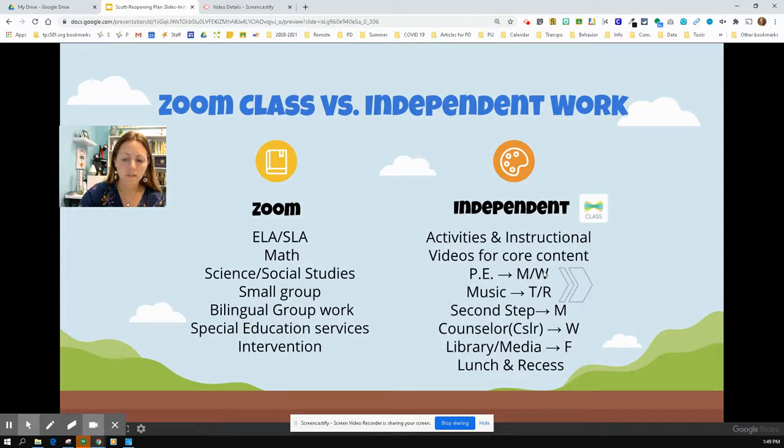And PE will be on Monday and Wednesday, and music on Tuesday and Thursday for 45 minutes a day. Second Step on Mondays, counselor on Wednesdays, and library media on Fridays for 30 minutes a day, as well as lunch and recess, which will be 45 minutes a day, with the exception of pre-K, which will have 70 minutes a day of combined recess and lunch.